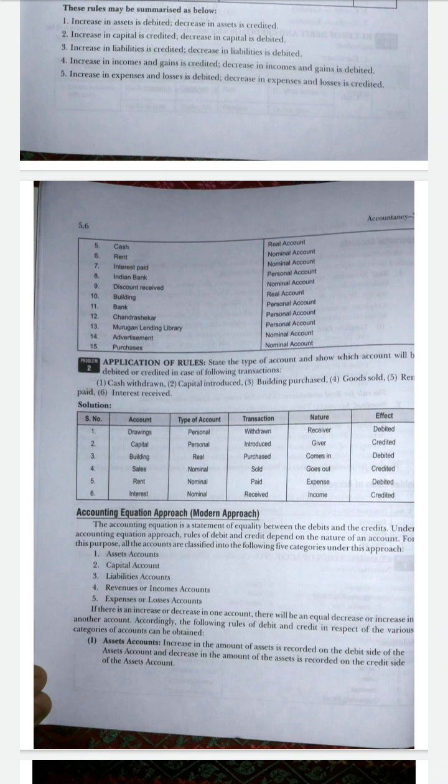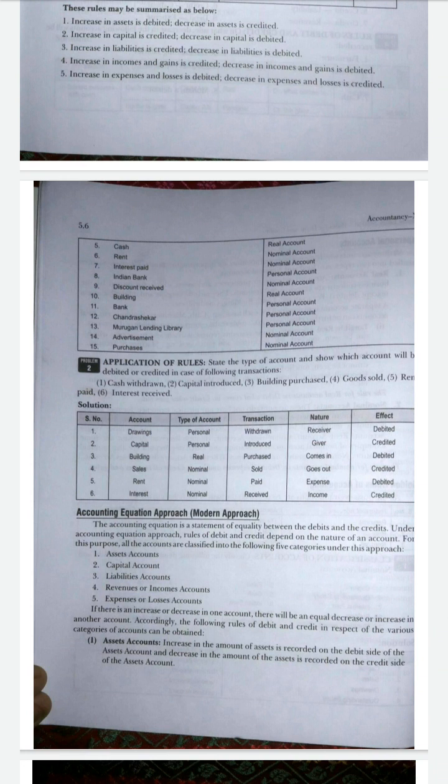Understood? So next one, see the second sum. Now we are going to apply the rule. In the first sum we identified the type of account. In the second sum we are going to apply the rule. Okay. State the type of account and show which account will be debited and credited in the case of the following transactions. Okay, so the first one is cash withdrawn. See that for each one there are 6 types of transactions, no? First one is cash withdrawn, capital introduced, building purchased, goods sold, rent paid, interest received.